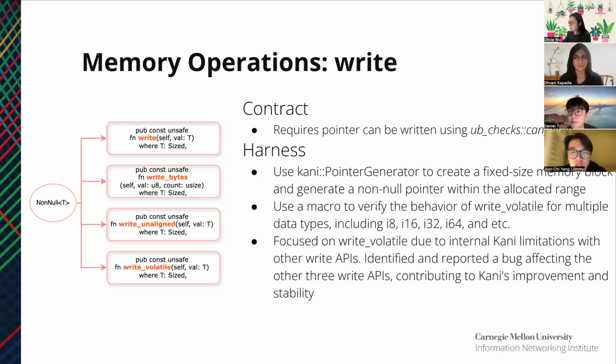The focus was primarily on write volatile due to some internal Kani limitations with the other write APIs. In the process, we identified and reported a bug affecting the other three write APIs: write, write bytes, write unaligned. This helped contribute to improving Kani's overall stability.